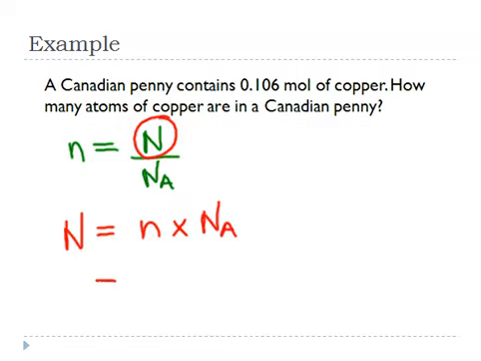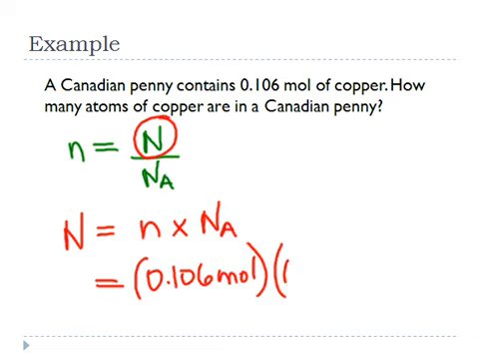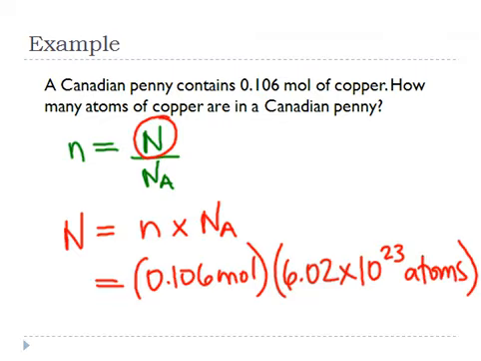So I'm actually going to take that number. So small n, my number of moles, is 0.106. And notice I'm putting in my units, okay? And Avogadro's number is 6.02 times 10 to the 23. And this can be, in this case, atoms. Okay? So if I take that on my calculator, you get 6.3812 times 10 to the 22 atoms.